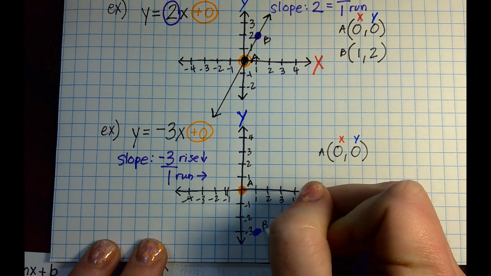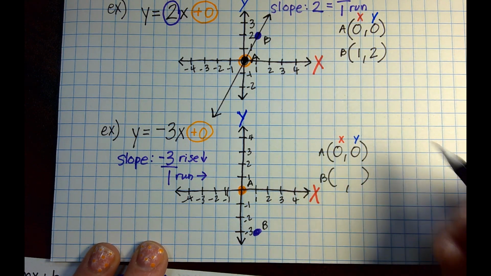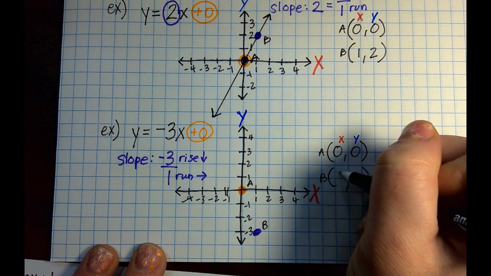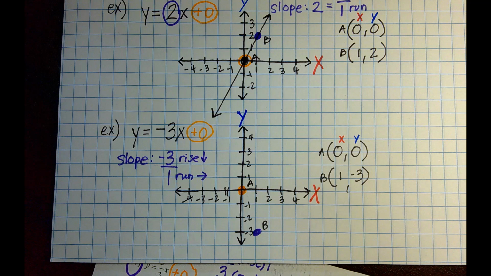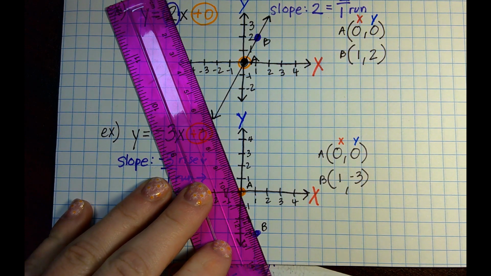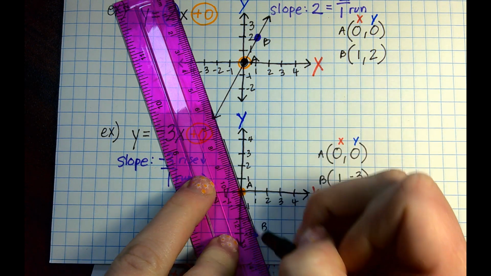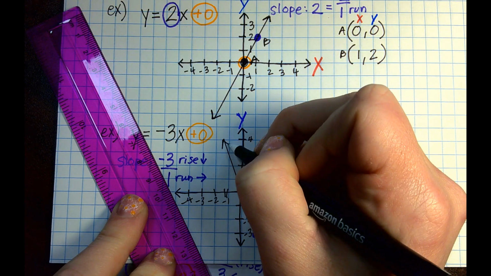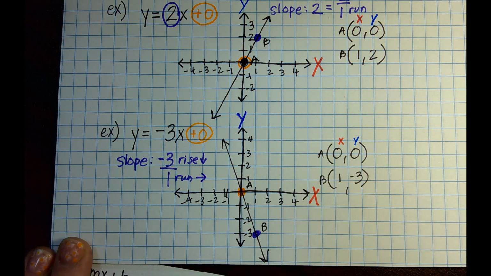And let's label point B as a coordinate. What would that be? 1, negative 3. Good. And we just connect the dots. Very, very good.